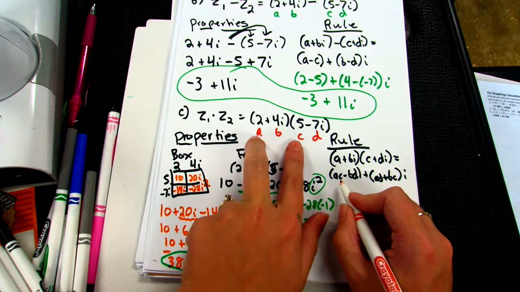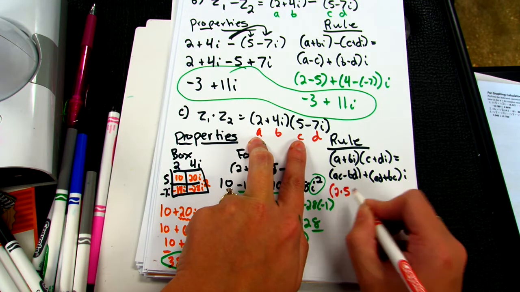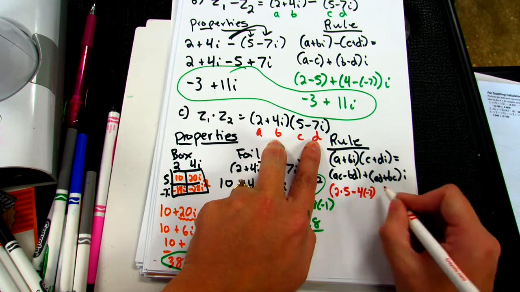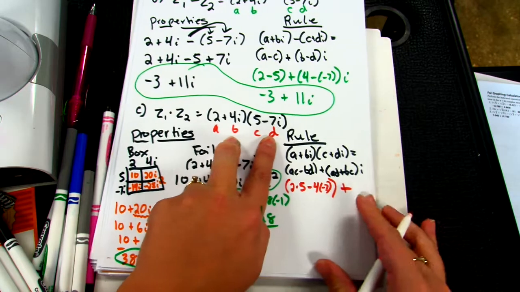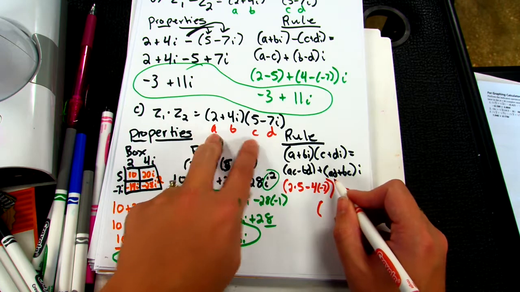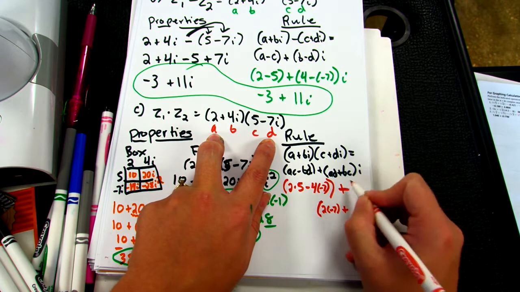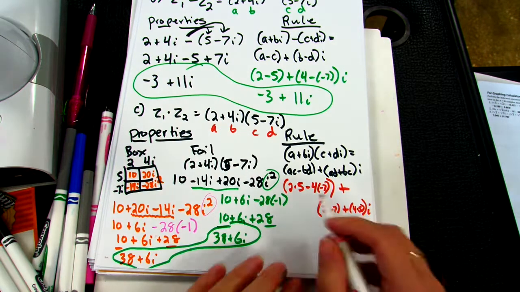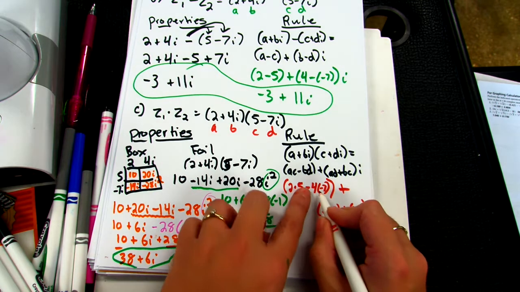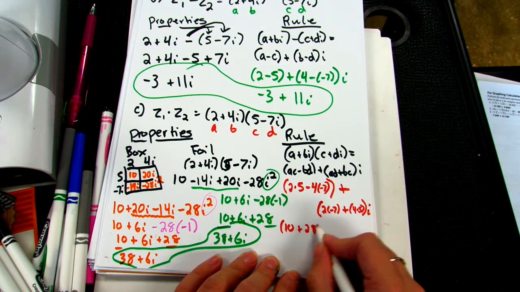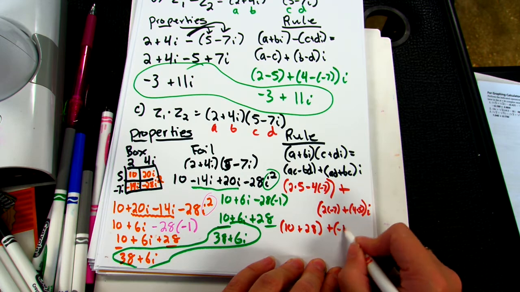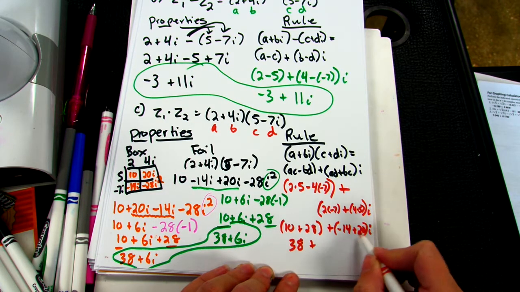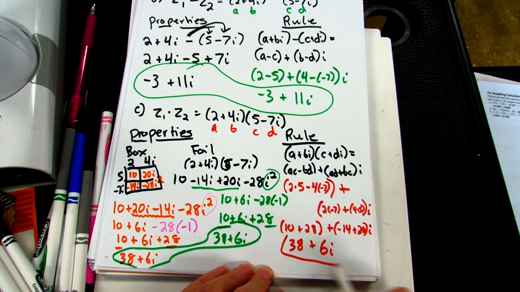Okay, so ac would be 2 times 5, minus bd, so 4 times negative 7. Okay, so that's this piece, plus ad, so a times d, so 2 times negative 7, plus bc, so 4 times 5, i. Okay, so 2 times 5 is 10, minus 4 times 7 is 28, so that becomes positive 28, plus 2 times 7 is negative 14, plus 20, i. So 10 plus 28 is 38, and then negative 14 plus 20 is 6. Oh, there we go. Same answer.